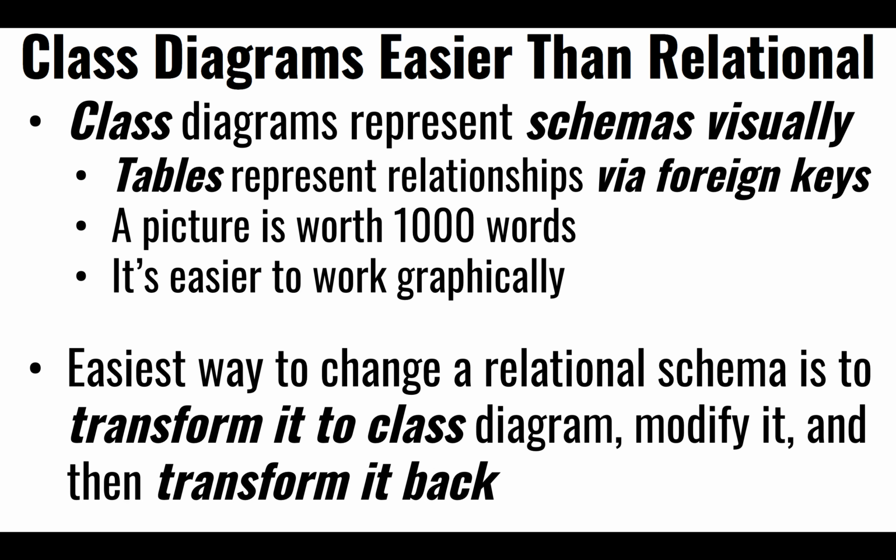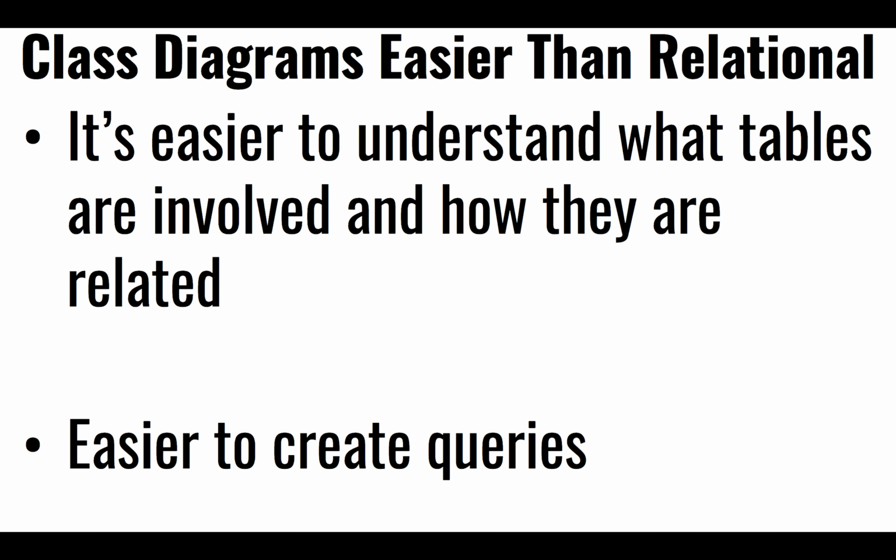So it's oftentimes easiest to convert into a UML diagram, make your changes, and then go back and regenerate the tables. Class diagrams are definitely much easier to understand and work with than your relational diagram. So what about going the other way around?